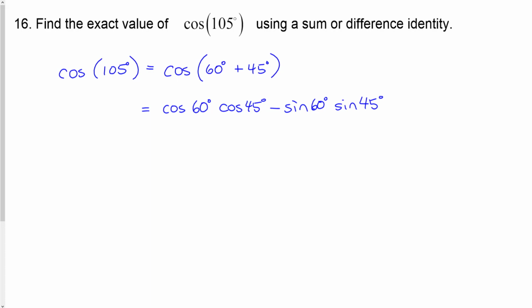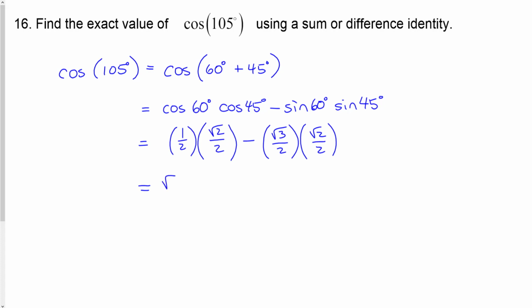And all of these are known values. You can use your unit circle, but these are all in quadrant 1, so you should have these handy. Cosine of 60 is 1/2. Cosine 45 is root 2 over 2. Sine 60 is root 3 over 2. Sine 45 is root 2 over 2. So root 2 over 4 minus root 6 over 4, giving me root 2 minus root 6 over 4.